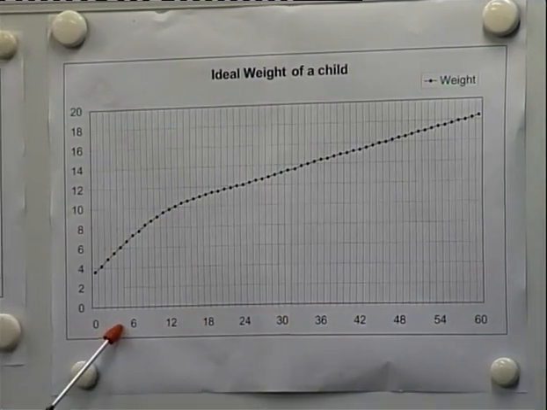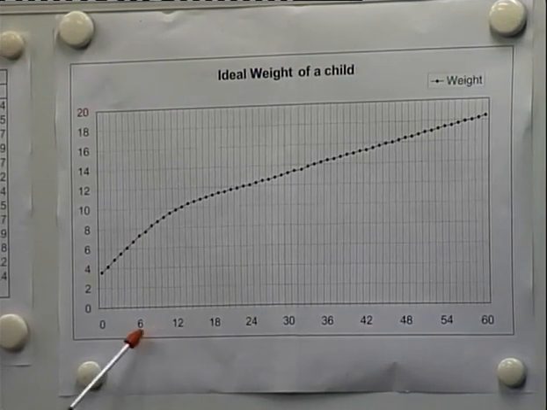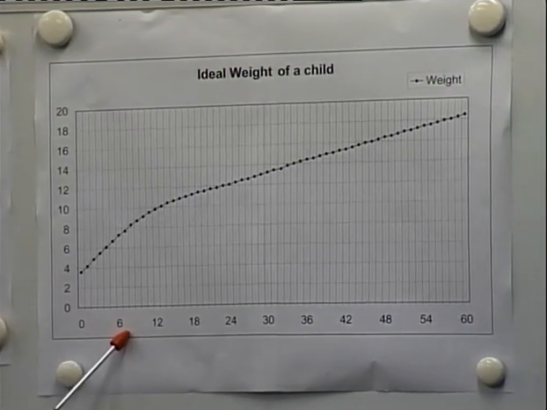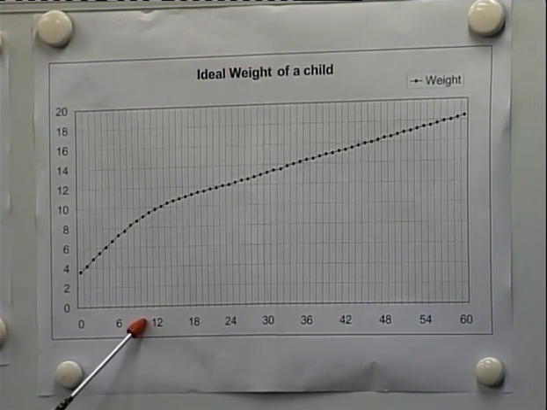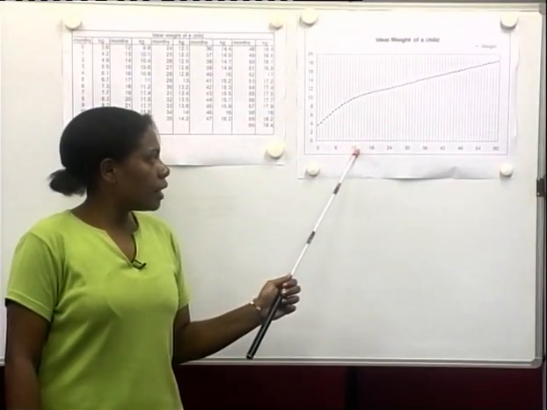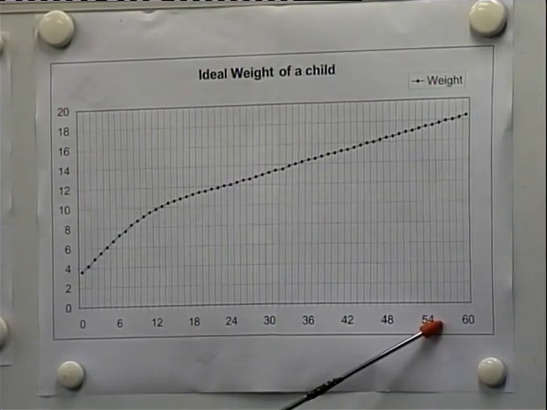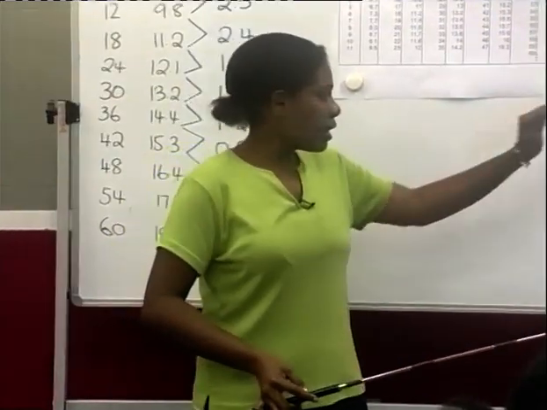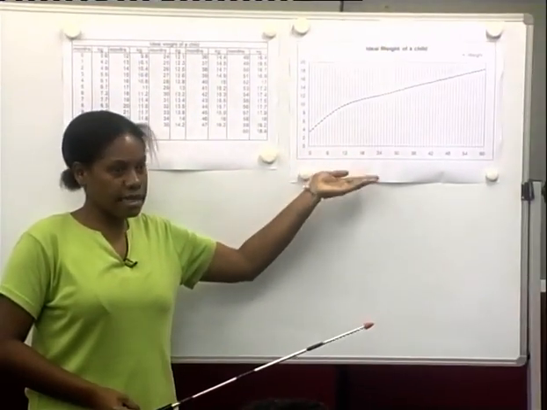So here, how many months? Let's say from 0 to 6 months, 6 to 12 months. So 12 months is 1 year, all right? Okay, good. To how many years? 5 years. Okay, you said these numbers represent the number of months.